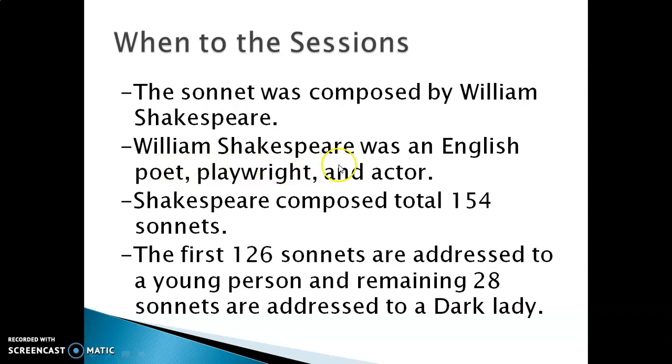William Shakespeare was an English poet, playwright, and actor. William Shakespeare composed a total of 154 sonnets. Out of 154 sonnets, the first 126 sonnets are addressed to a young person, the Earl of Southampton, and the remaining 28 sonnets are addressed to a dark lady.